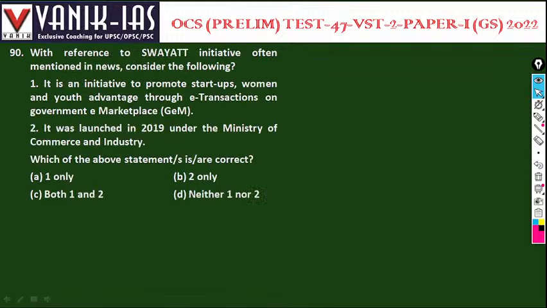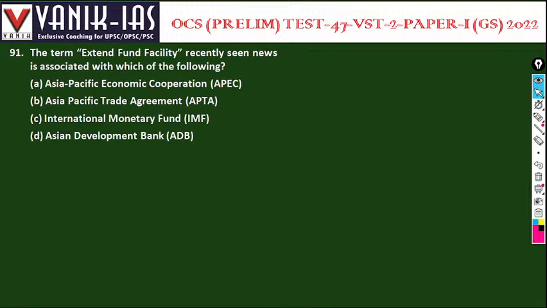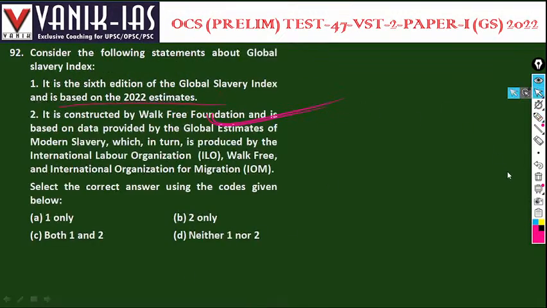Extended Fund Facility. As we recently saw in the news, Extended Fund Facility, is it Asia Pacific Economic Cooperation or Asia Pacific Trade Agreement? This is for the International Monetary Fund. It is IMF. Extended Fund Facility is IMF giving loans to some listed countries. C is the answer.